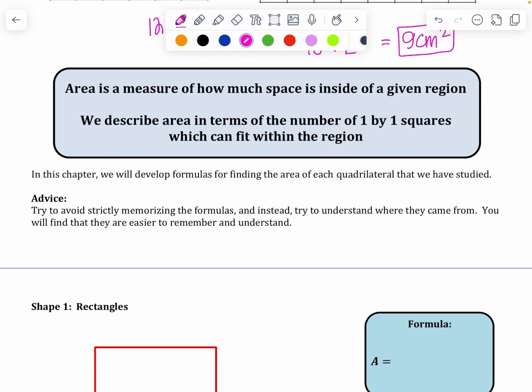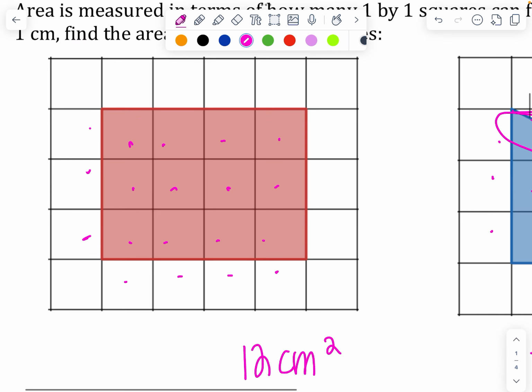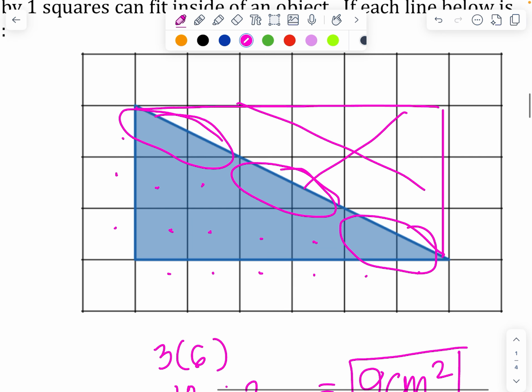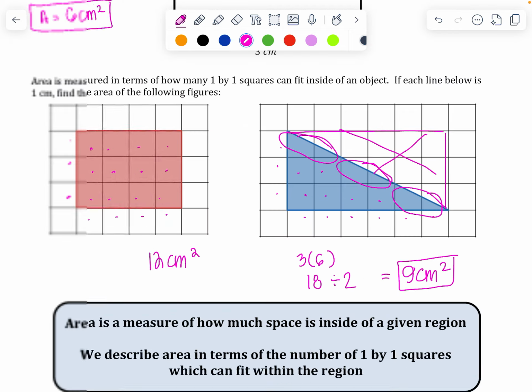In this chapter, we'll develop formulas for finding the area of each quadrilateral that we have studied. So my advice is to not try to strictly avoid memorizing the formulas, but instead to try to understand where they came from. That way we'll make it easier to understand. So for this one, we got the 12 by doing the 4 times 3. That's how we count rows and columns faster. This one, it was half of that. So I know it's just the same formula for a rectangle, but half of it for a triangle.